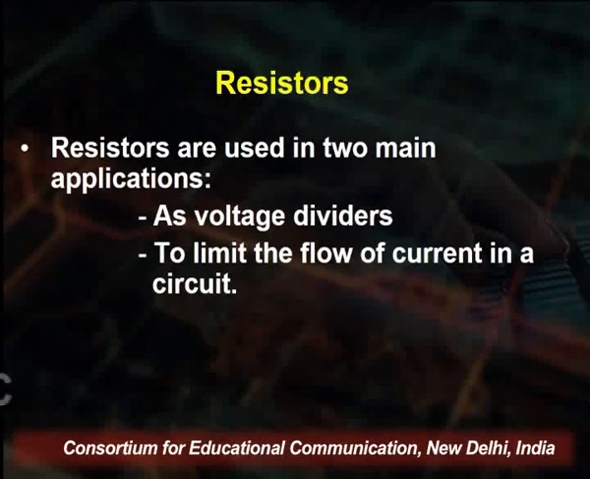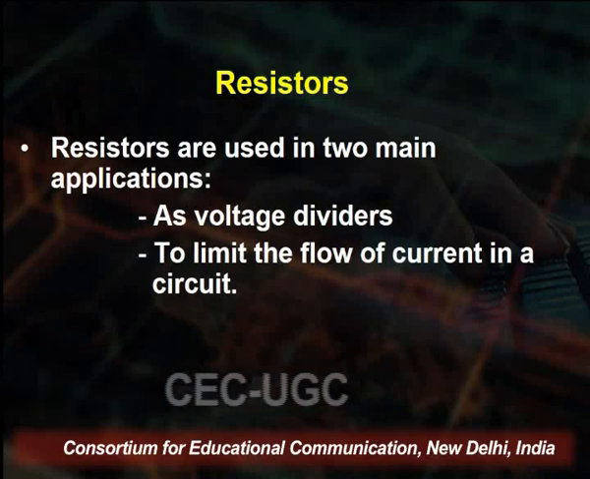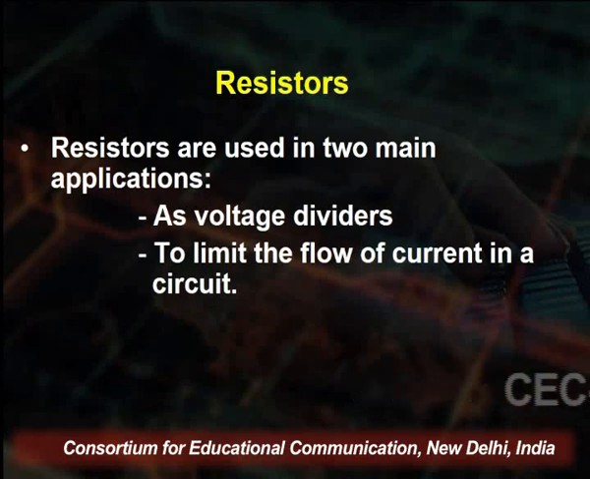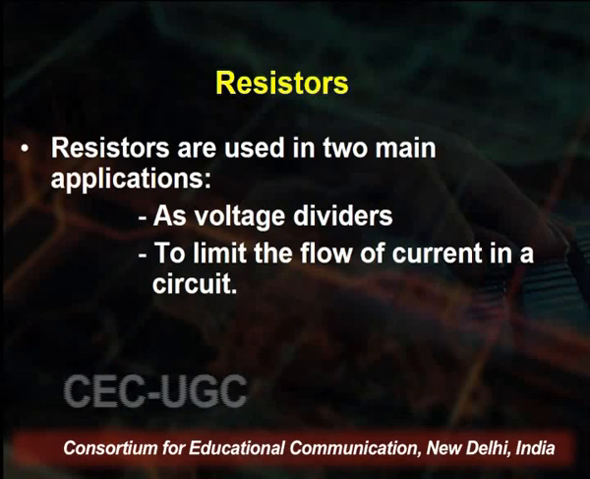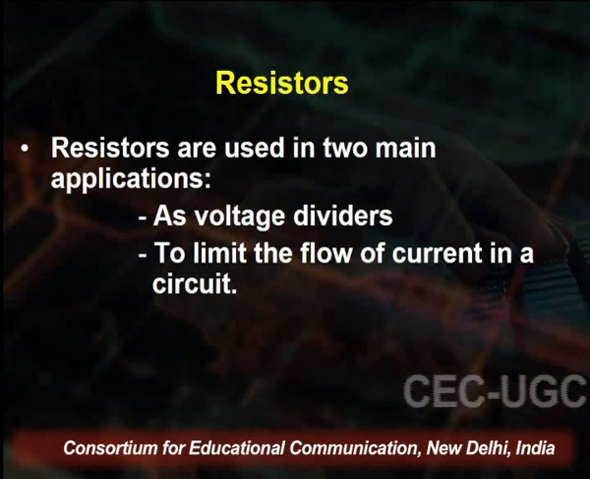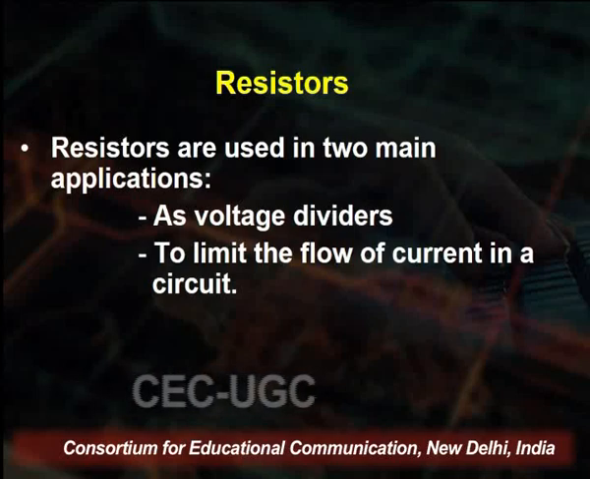Now, what is the purpose of the resistor? What are the main applications of the resistor? There are 2 main applications. One is that it is used as a voltage divider, and second it is used to limit the flow of current in a circuit. A resistor basically limits the flow of current in a circuit. It resists, it is stopping, it limits the flow of current.